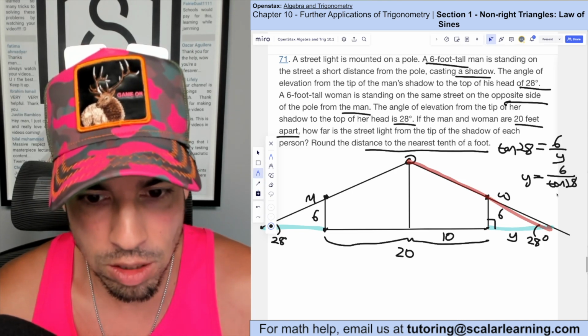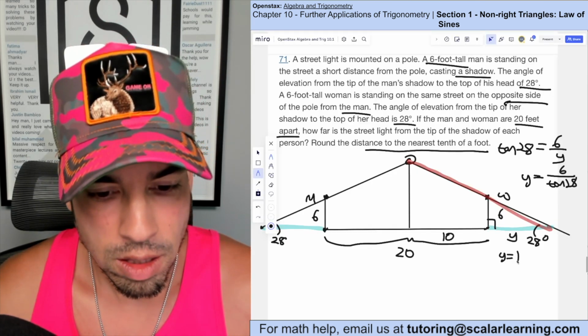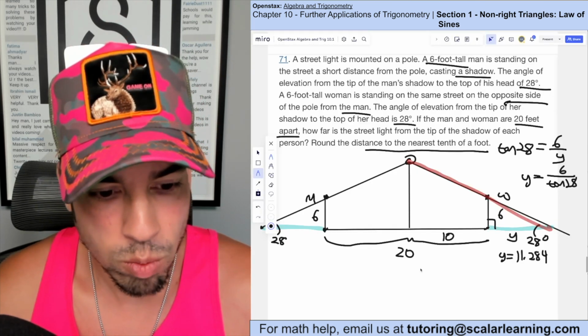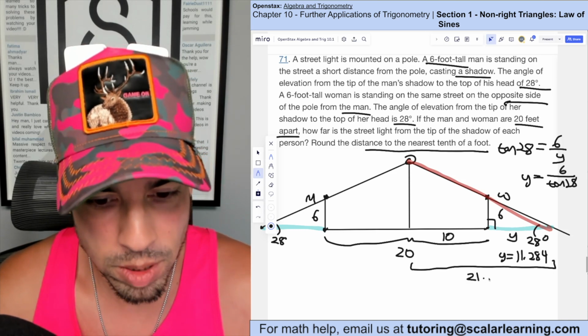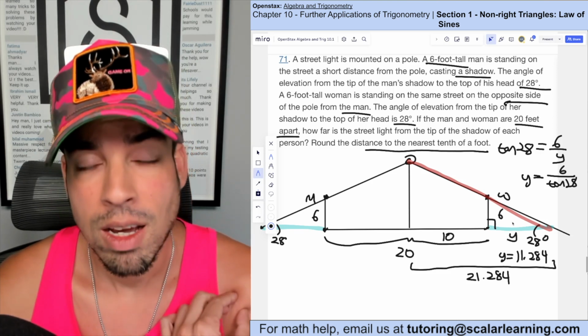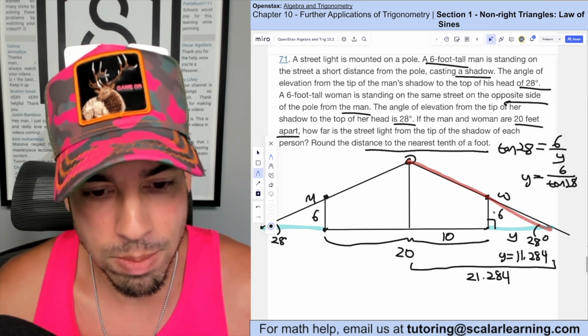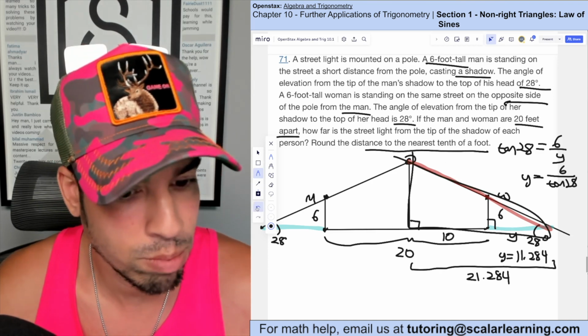Let's plug that into Desmos now. And we get 11.284. So y is 11.284, which means this entire distance is 10 plus that, which would be approximately 21.284. Okay, this is really fantastic because I can use a basic trigonometric function one more time with this giant right triangle to solve for that red portion.